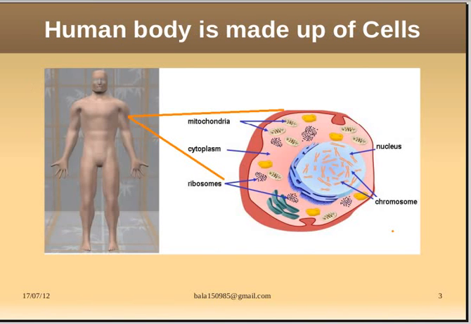The human body, as you know, is made up of countless number of cells. I have taken one such cell and expanded it out here. Here you can see ribosomes, cytoplasm, mitochondria, the nucleus, which is there in each and every cell. The nucleus has lots of chromosomes, 23 to be exact, in a human cell.